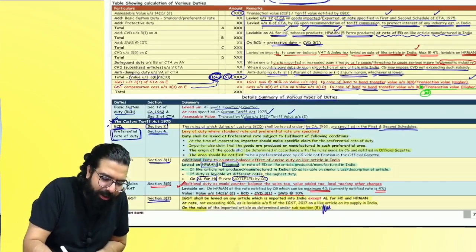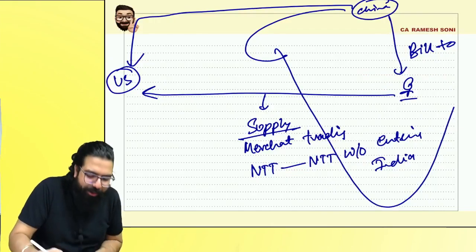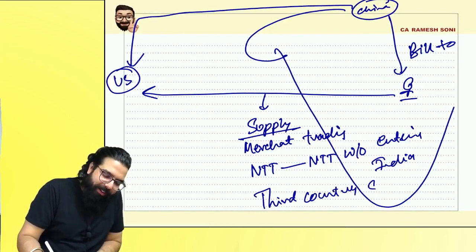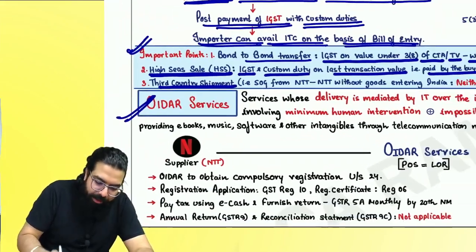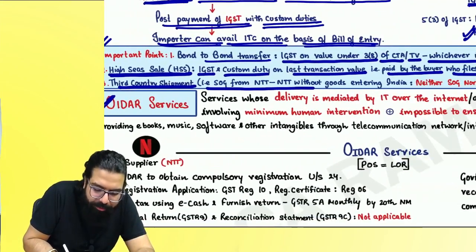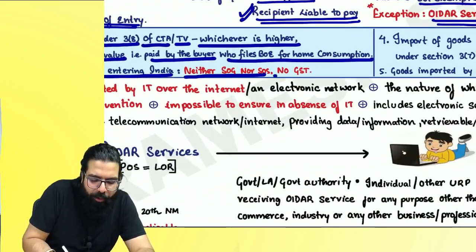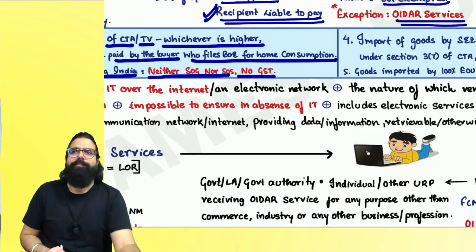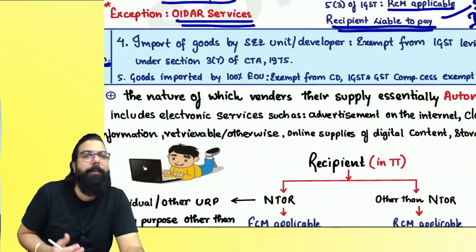Did you guys understand the third transaction? Third country. This is also known as what, everyone? In your exam, please remember. Third country shipment. Is my point clear to all? Can I go ahead, everyone? Next. Supply of goods from non-taxable territory to non-taxable territory without entering India is neither supply of goods nor supply of service, no GST, no custom duty, nothing. Everyone, these are all important points which I feel that you should remember.